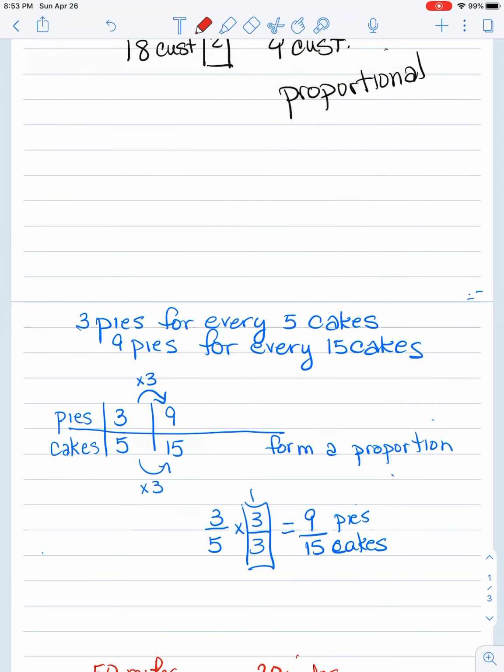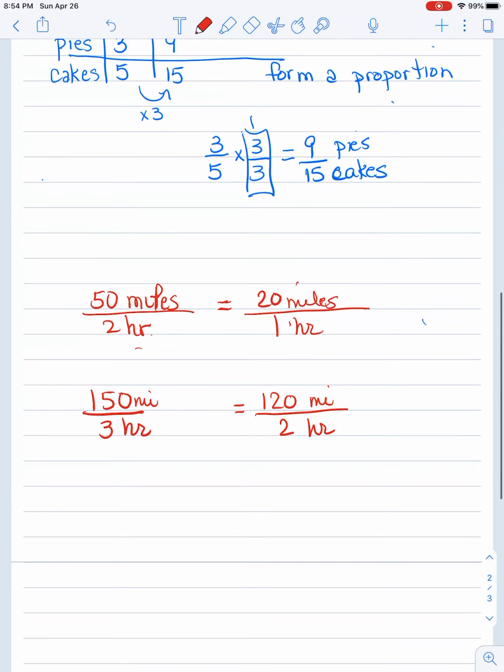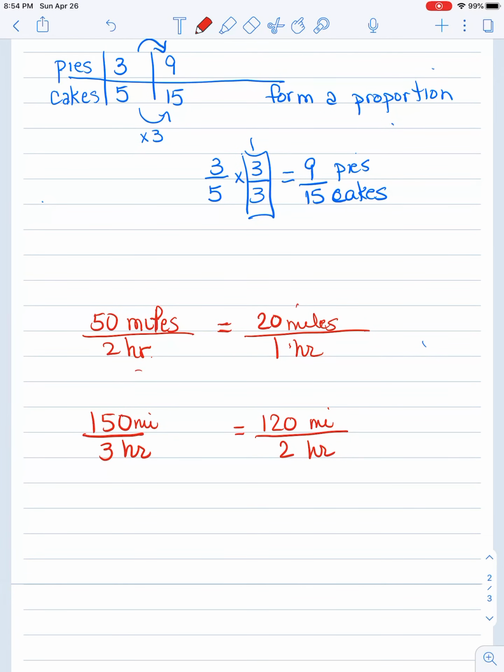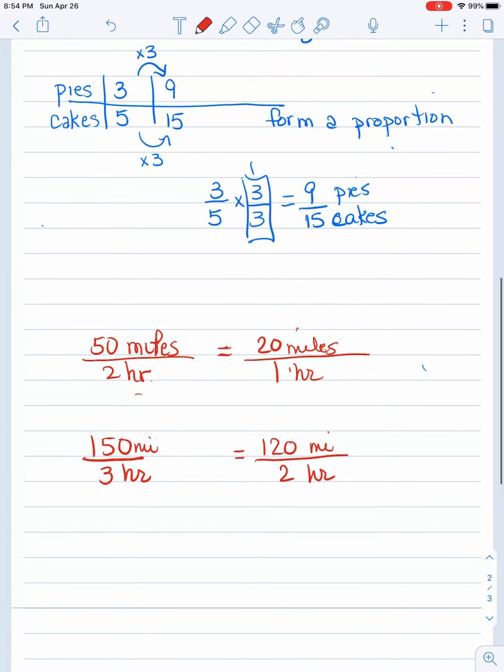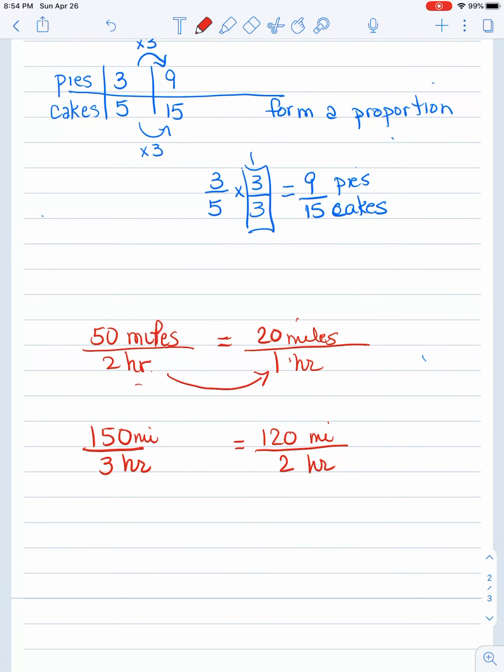Now, let's go to a different example. I have a couple of speeds here, and we want to see if these speeds are proportional. Let's look at the first one. In order to get from 2 hours to 1 hour, you can probably see I have to divide by 2. So I'm going to have to divide this by 2 as well. And when I divide 50 by 2, I do not get 20, I get 25. So therefore, these are not proportional.